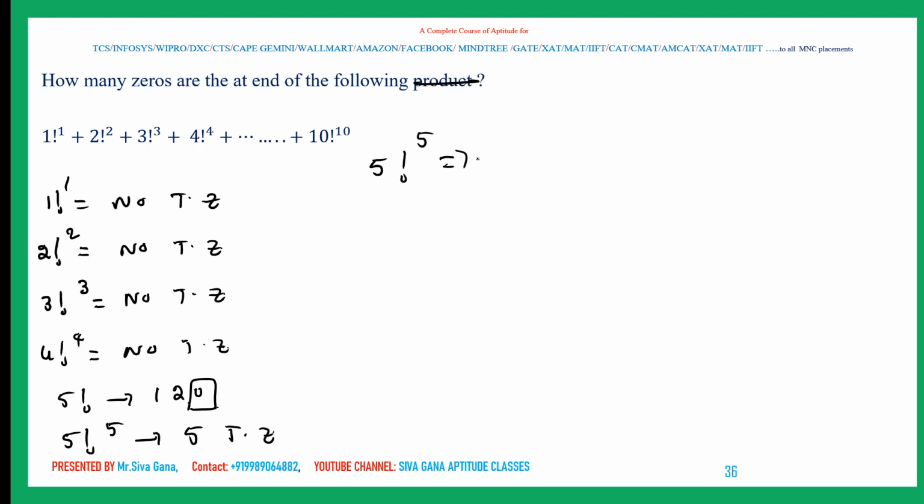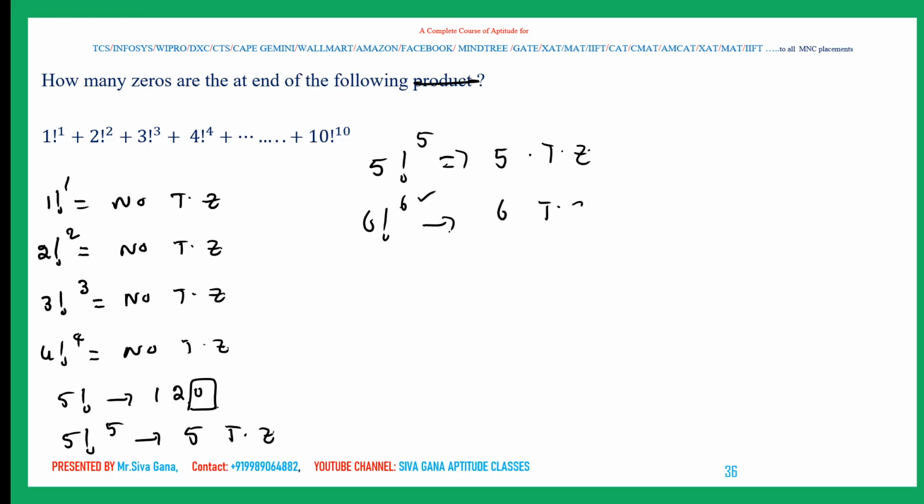How many trailing zeros? 5 trailing zeros. Now, 6 factorial power 6. 6 factorial is nothing but 720, which has 1 trailing 0.